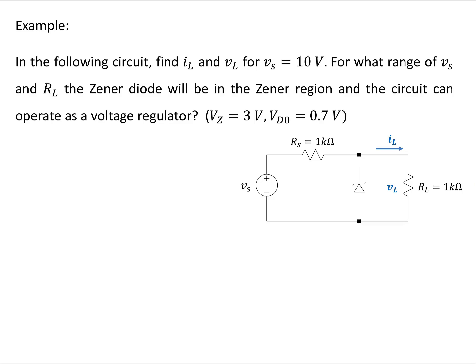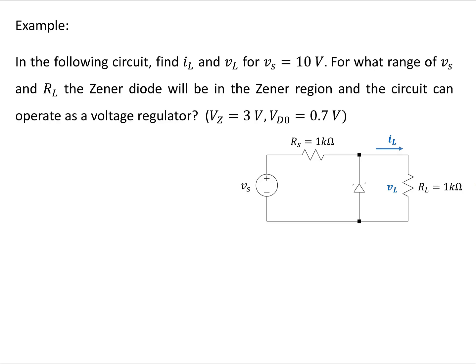This is an example of a voltage regulator circuit using a zener diode, and in this problem we would like to find IL and VL when the input supply voltage is equal to 10 volts, and we want to see for what range of VS and RL values the zener diode is going to be in the zener region and the circuit is going to operate as a voltage regulator.